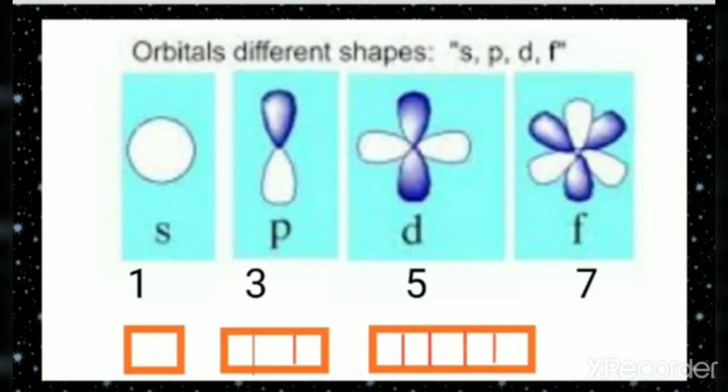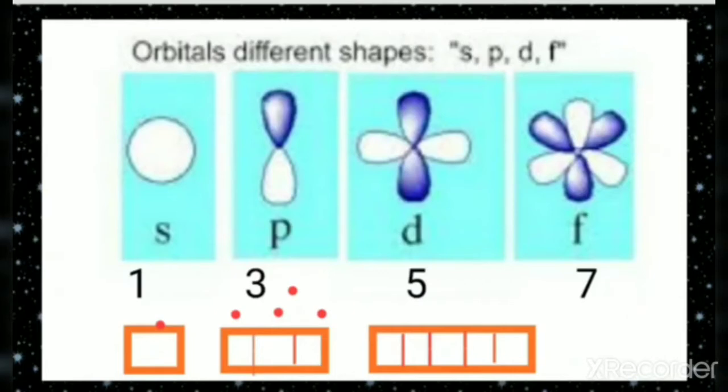d is double dumbbell, and the f orbital we are not going to discuss because it is not in our syllabus. Because in s there is only one possibility, since it is non-directional, whenever we make an orbital diagram we will make a single box for s. And for p, because there are 3 types, px, py, pz, we'll make 3 boxes whenever we are representing a p orbital.